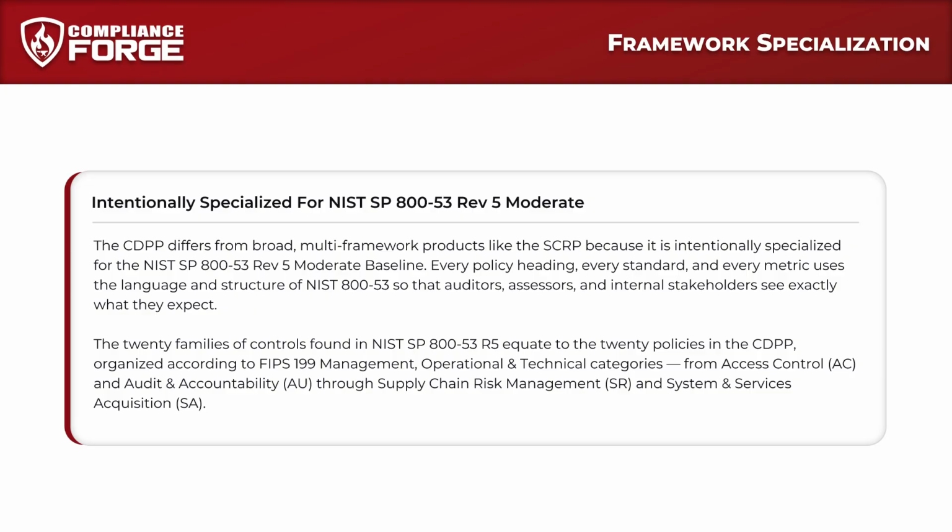The CDPP is intentionally specialized for the NIST 853, Revision 5 Moderate Baseline. Every policy heading, every standard, and every metric uses the language and structure of NIST 853 so that auditors, assessors, and internal stakeholders see exactly what they expect. The 20 families of controls found in NIST 853 equate to the 20 policies in the CDPP, organized according to FIPS 199 management, operational, and technical categories, from access control and audit and accountability through supply chain risk management and system and services acquisition.